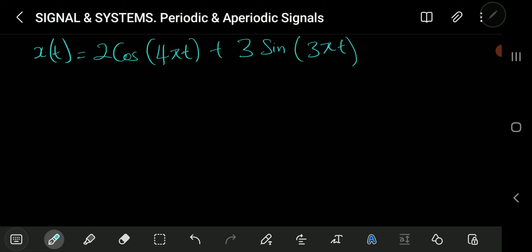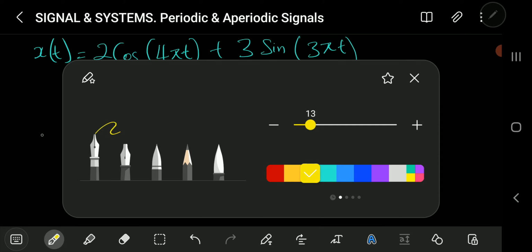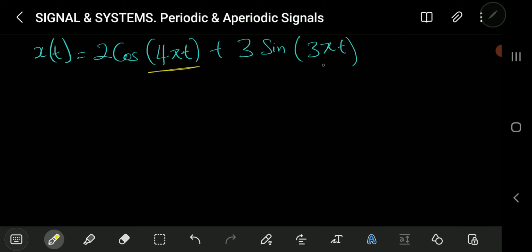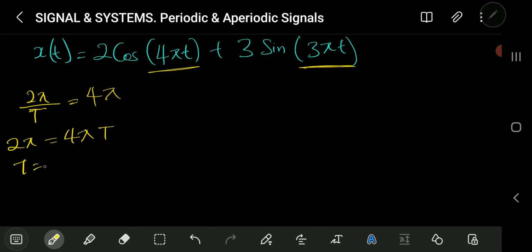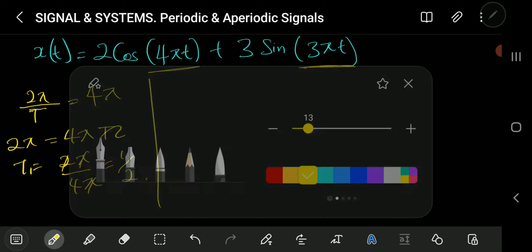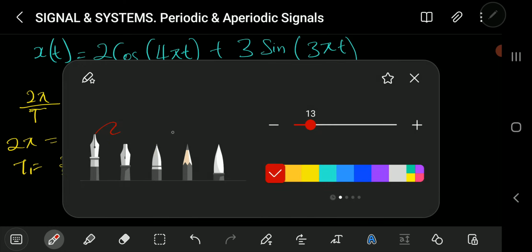Now you can see that we are having two terms. So we pick them one after the other. So that means we're going to be having 2 pi over t is equal to 4 pi. So now let's make t the subject of the formula. We're going to be having 2 pi is equal to 4 pi t. So that means our t will be equal to 2 pi over 4 pi, and this will be 1 over 2. So let's call this our t1.